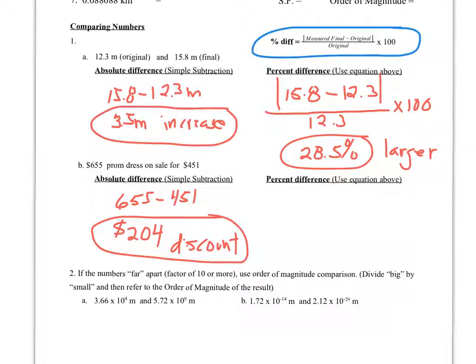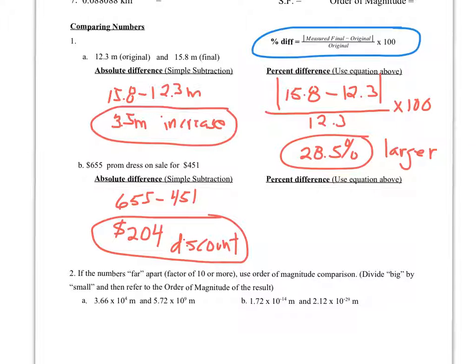If the stock price fell from 15.8 to 12.3, you do it the other way around. You do 12.3 minus 15.8 divided by the 15.8, which would be a different answer. You can check that out. So you're always dividing by your original or comparison number or the published number when we're doing labs.